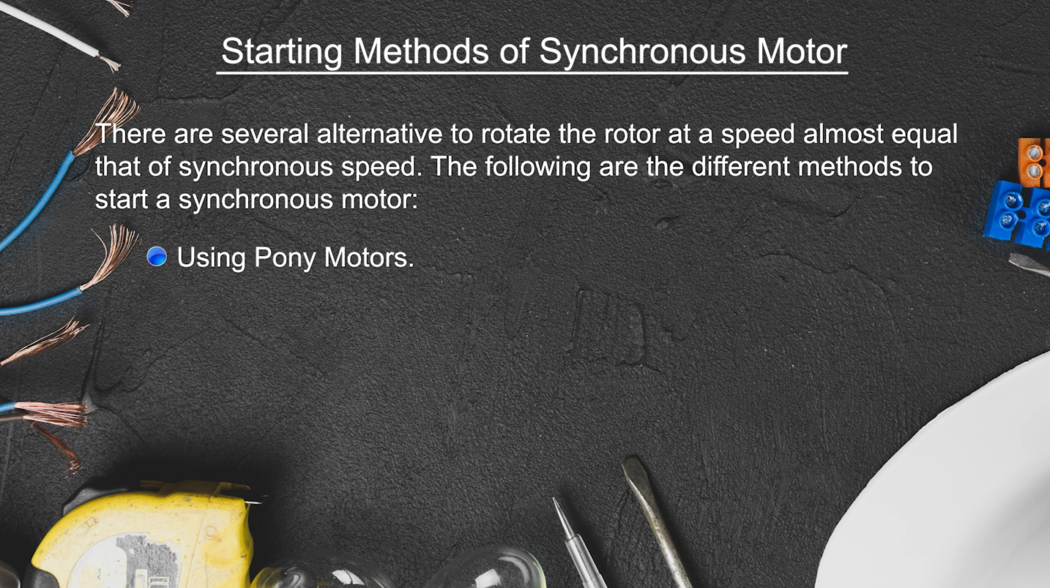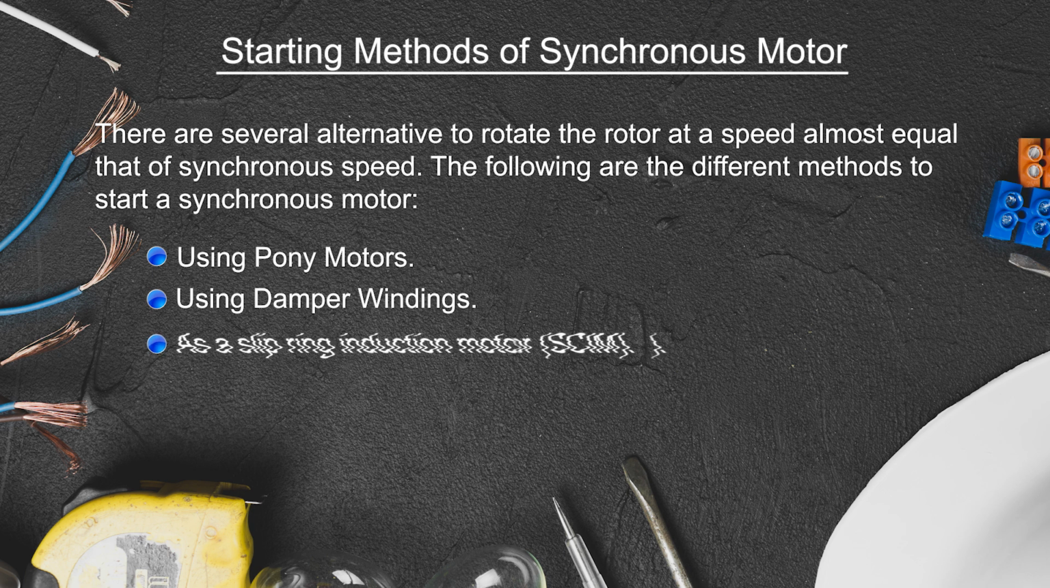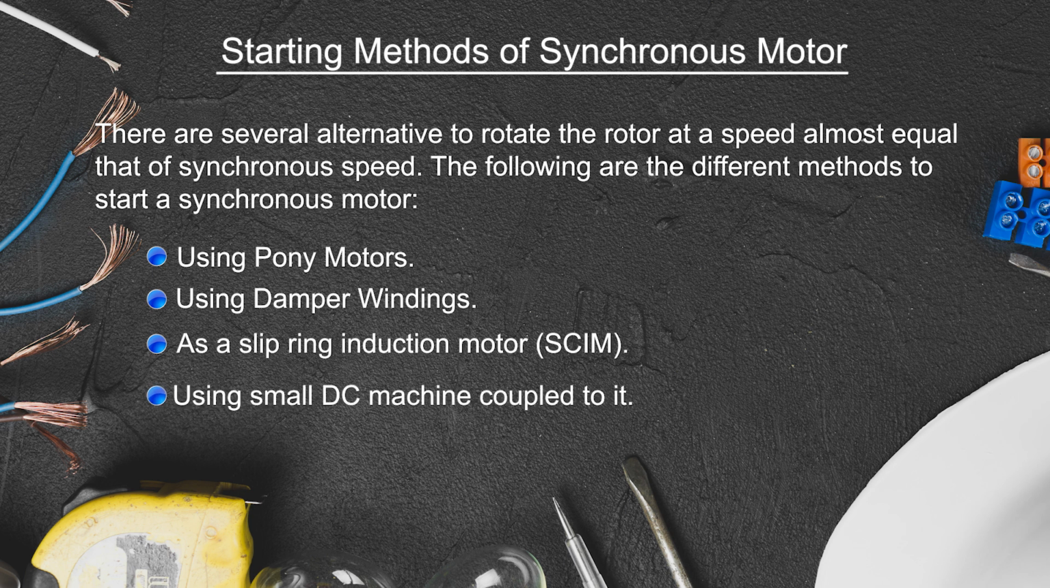First one is using pony motors. You have some auxiliary motors through which you rotate the rotor initially. Or using damper winding. In that case, this machine will start as an induction machine, or as a slip ring induction motor. Or using a small DC machine coupled to it. This DC machine will act as a motor for rotating the rotor of the synchronous machine.